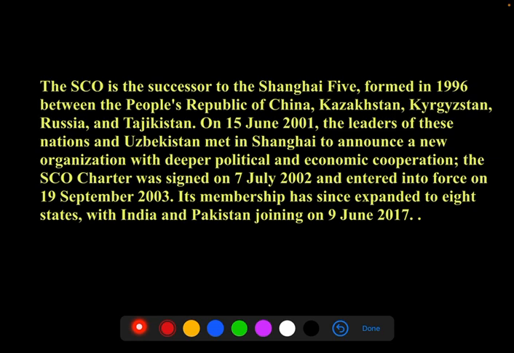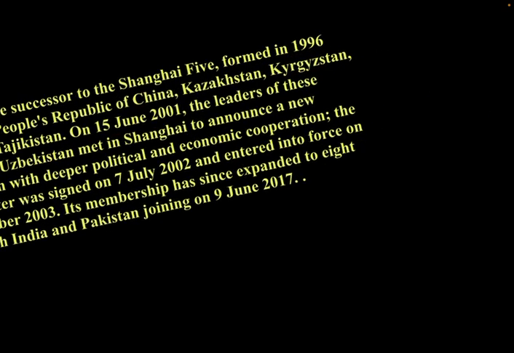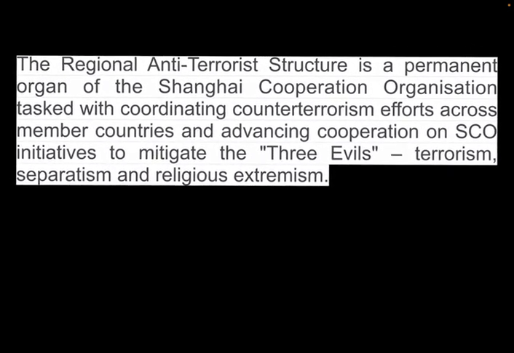I just want to repeat that earlier it aimed to resolve the border issues in 1996 among China, Kazakhstan, Kyrgyzstan, Russia and Tajikistan. In 2001, it involved Uzbekistan. Further, they wanted to deepen the political and economic cooperation, and this led to the formation of Shanghai Cooperation Organization.